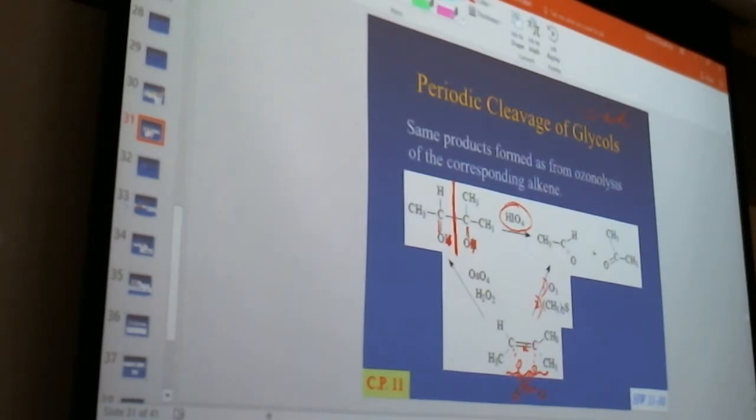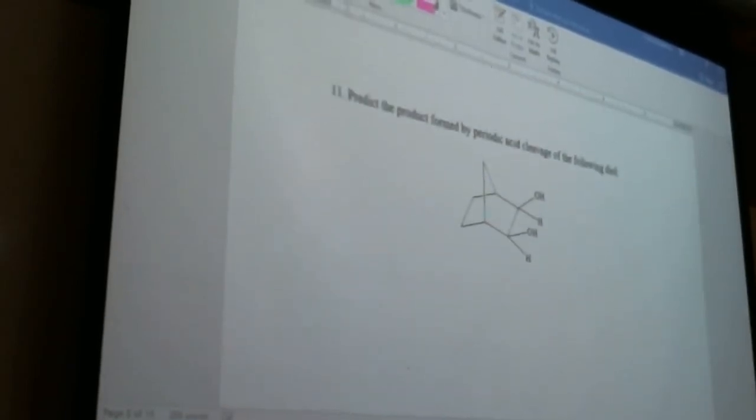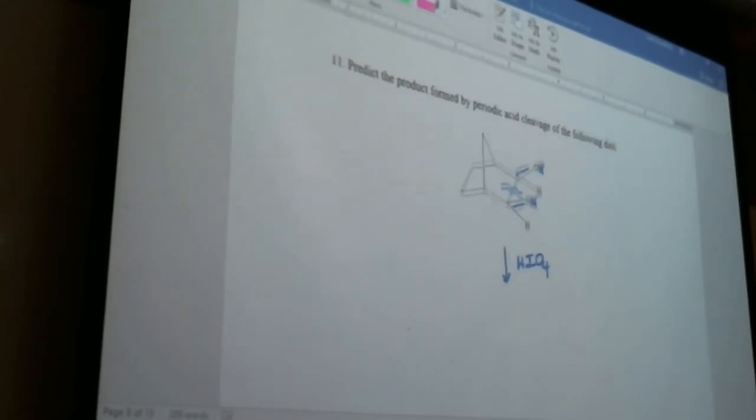So, for example, if I showed you this 1,2 glycol, and I say you put this in the presence of periodic acid, we're going to end up cleaving this, forming a double bond here, and forming a double bond here. So at the end of the day, I would have this right here and this right here.